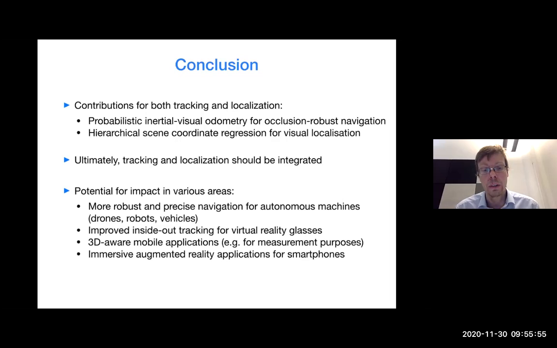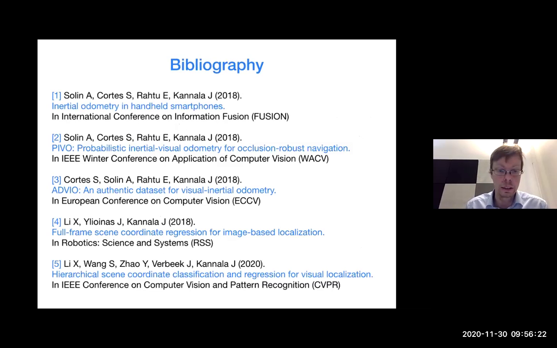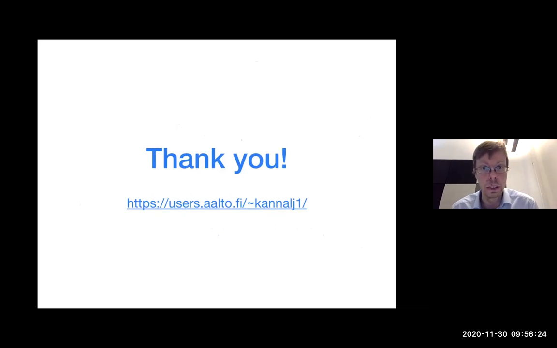And these kind of methods could be used for many applications. So if these systems would work well, they could enable more robust and precise navigation for autonomous machines, or improved inside-out tracking for virtual reality glasses, and also 3D-aware mobile applications and immersive augmented reality applications. Okay, and here are some references, and I will finish with this slide. So thank you for listening, and sorry, I think I exceeded my time a little bit.